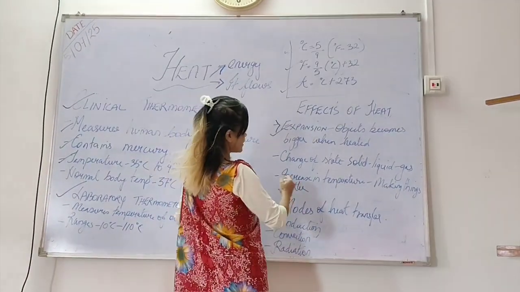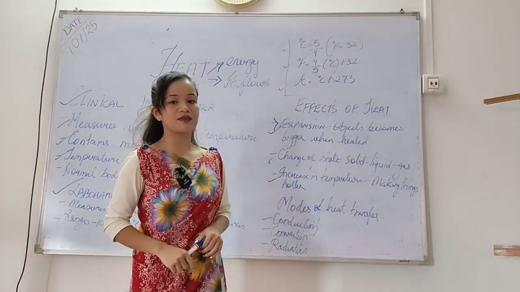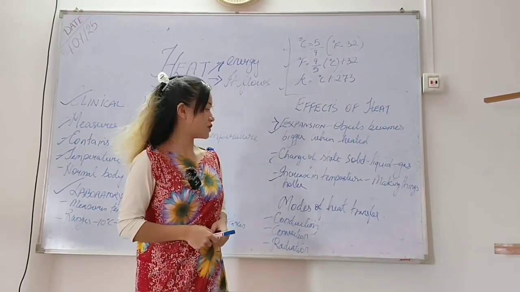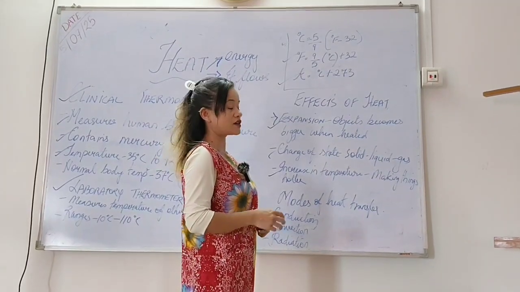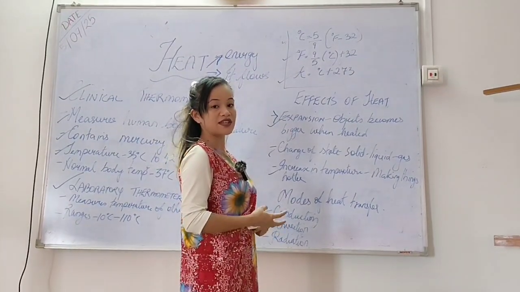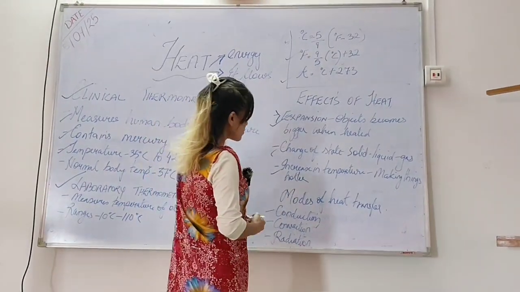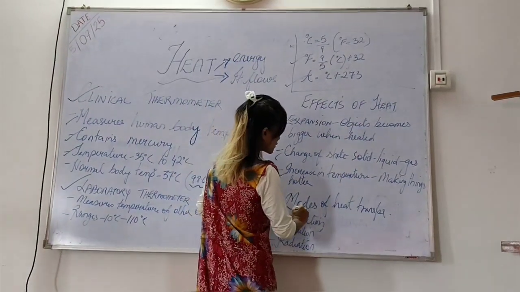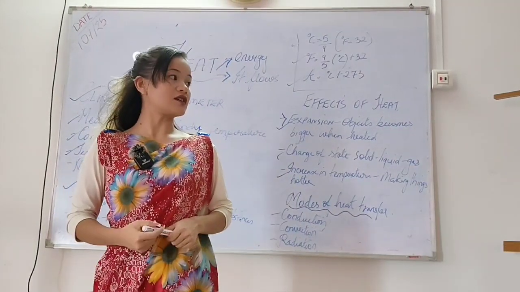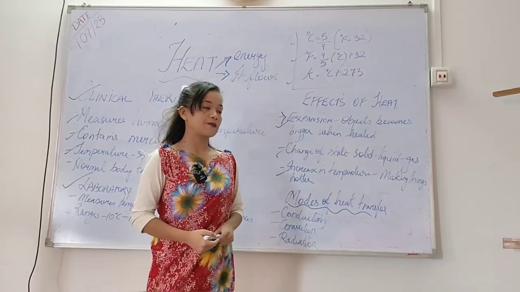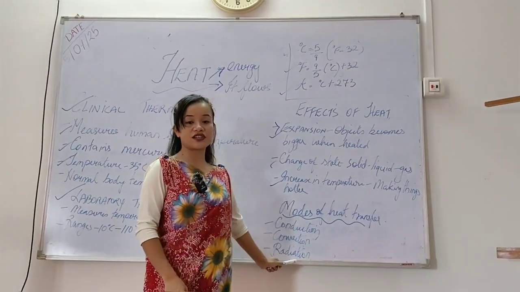Next, we have increase in temperature. What do you understand by increase in temperature? It means that it makes things hotter. If you boil water or milk, what happens? The milk or water will become heated and it will start to boil at a certain temperature. Now, what are the modes of heat transfer? There are three modes of heat transfer. Number one is conduction. Number two is convection. And thirdly, we have radiation.